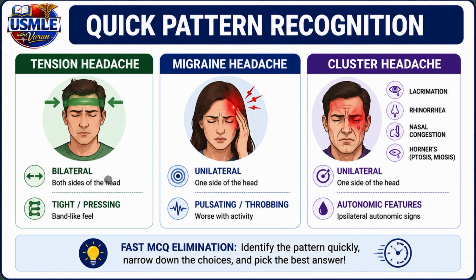Tension headaches are bilateral, with both sides of the head feeling tight, with a pressing band-like feel. Migraine headache is characterized by unilateral pain, which is pulsating or throbbing in nature, and this gets worse with activity. Cluster headache is unilateral, on one side of the face, usually retroorbital or temporal, and this is associated with autonomic features like lacrimation, rhinorrhea, nasal congestion, and ptosis and miosis.